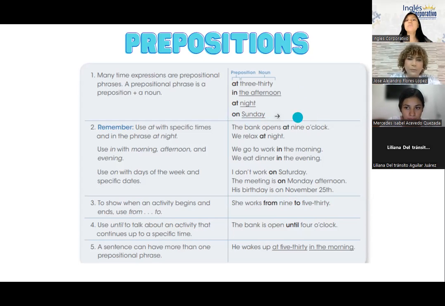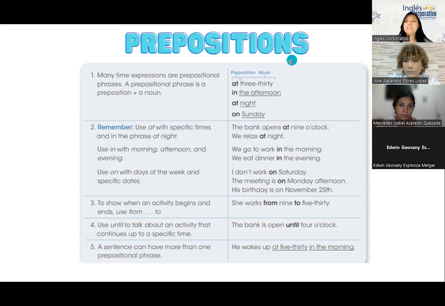Teacher, y en ese caso, ¿hay una forma de saber en qué ocasión se va a utilizar cuál? Sí. La ocasión va a ser siempre que diga esas expresiones. Por ejemplo, si usted quiere decir en la noche, siempre va a ser at night. Si usted quiere decir en la tarde, in the afternoon. No hay otra manera de decir en la tarde.